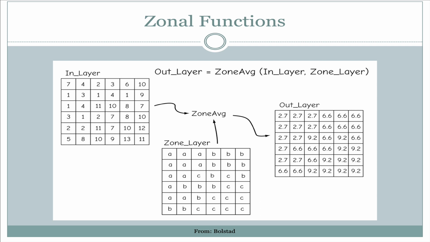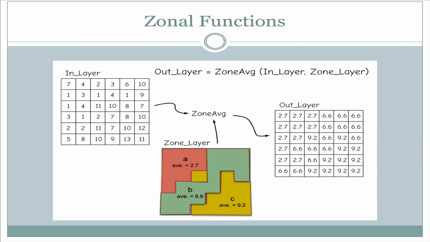In raster analysis, zonal functions are ones where you input a layer and then zones, which are based on a different layer, are the basis on which the input layer is evaluated. In this example here, we can see that we have an input layer. The zone layer has values of A, B, and C, and maybe we can see that better if we just outline where those boundaries are there.